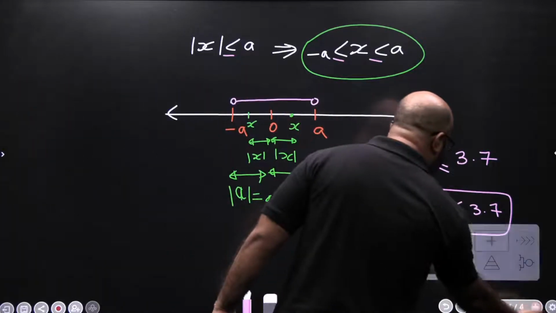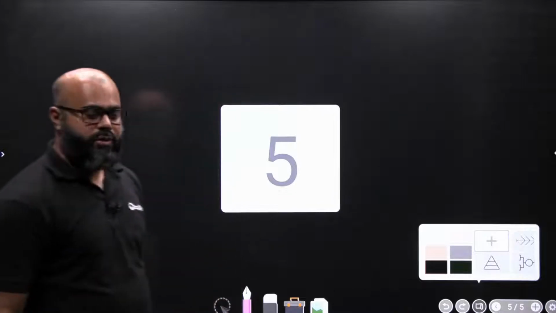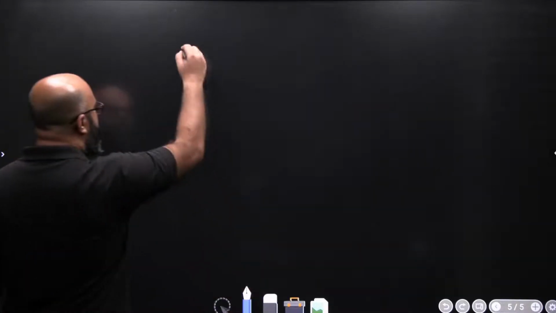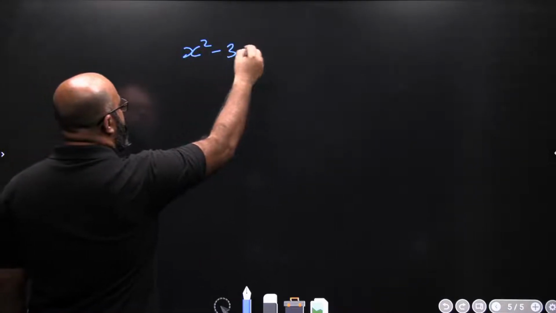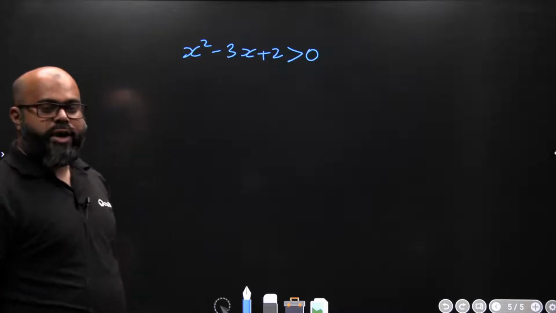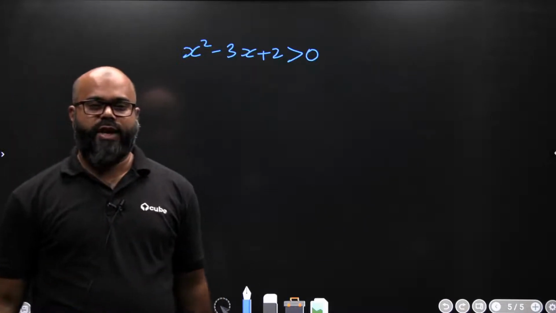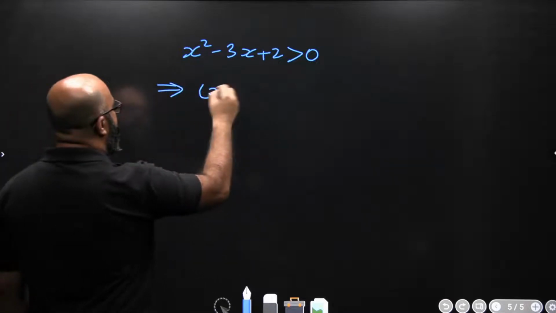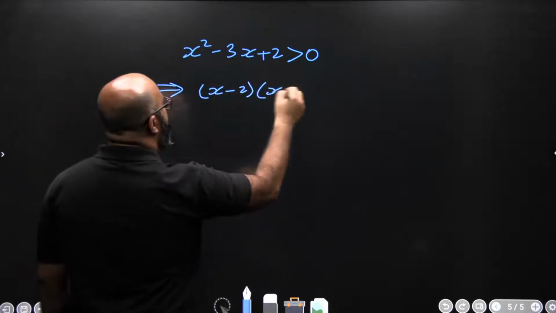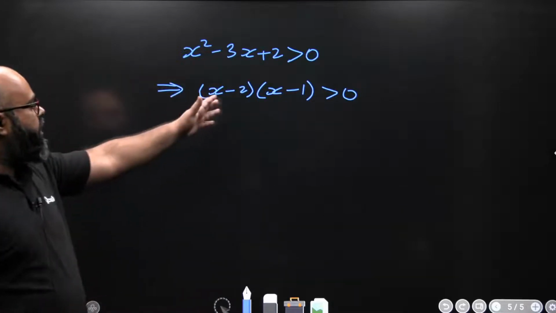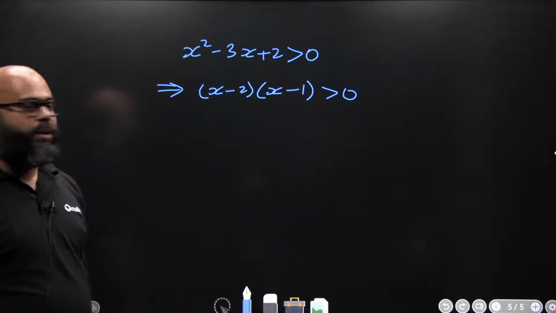Now, we come across algebraic expressions sometimes. Let us take some simple algebraic expression. Let us take x square minus 3x plus 2 is greater than 0. Now, what are the set of values of x which you can take? So, we will split the middle term. This will become x minus 2 into x minus 1, which is greater than 0. After splitting the middle term, this becomes x square minus 3x plus 2.